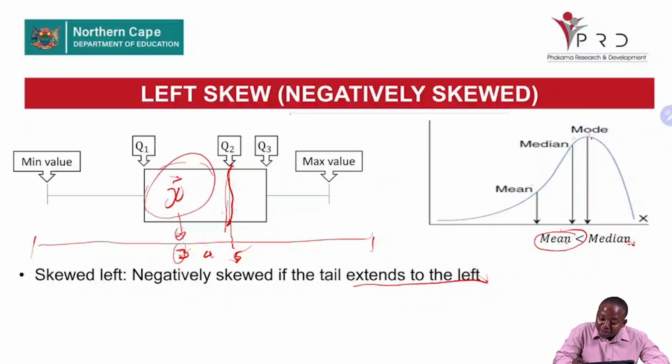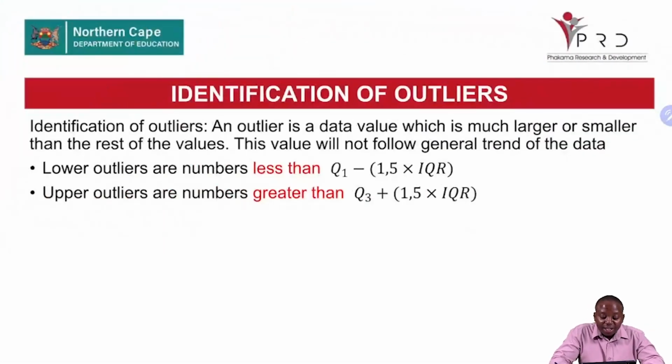Mode will be the highest, median, and the mean will be the lowest. So negative skewed, the tail extends to the left. Positive skewed, the tail is on the right. So that's why it's left skewed, because the tail is extending on the left. The other one is right skewed because the tail was extending on the right.